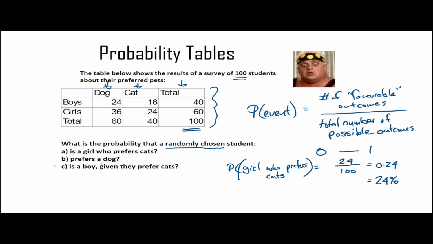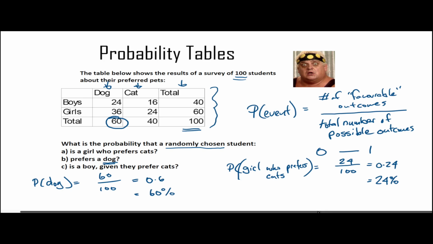What is the probability that the randomly chosen student is a boy given that they prefer cats? So this is a conditional problem now. We're only going to be talking about people in this column. So out of those 40 people, which is going to be our denominator, how many of them are boys? Well, 16 of those 40 are boys.